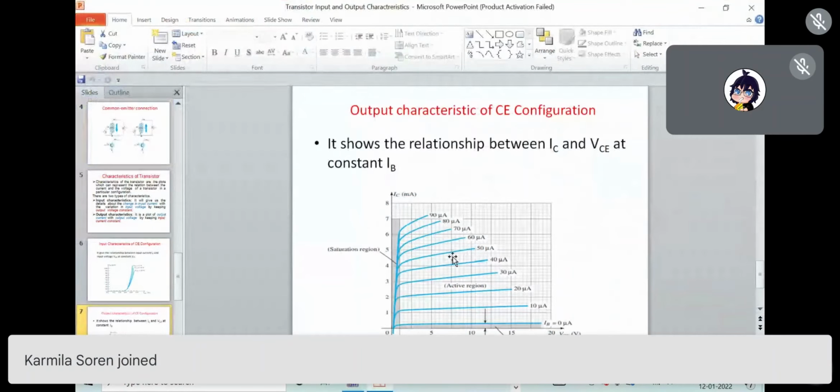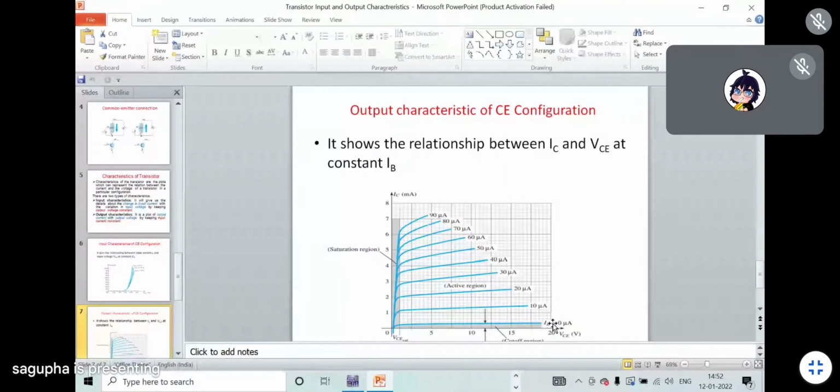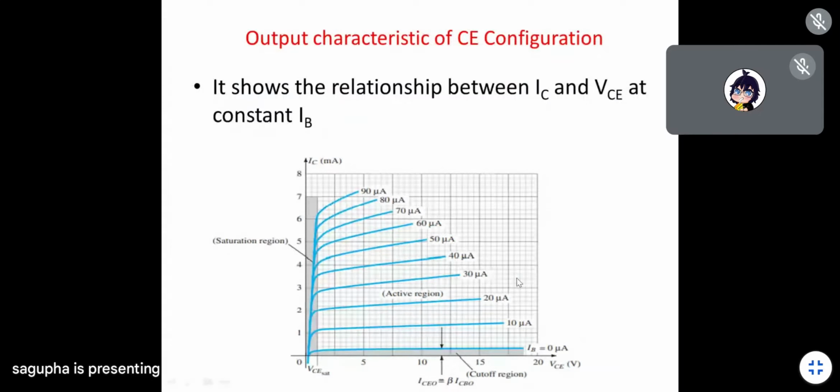Okay, coming to this output characteristics, can you tell me if I increase the IB, how is my IC increasing here? What is the relationship between IC and IB?